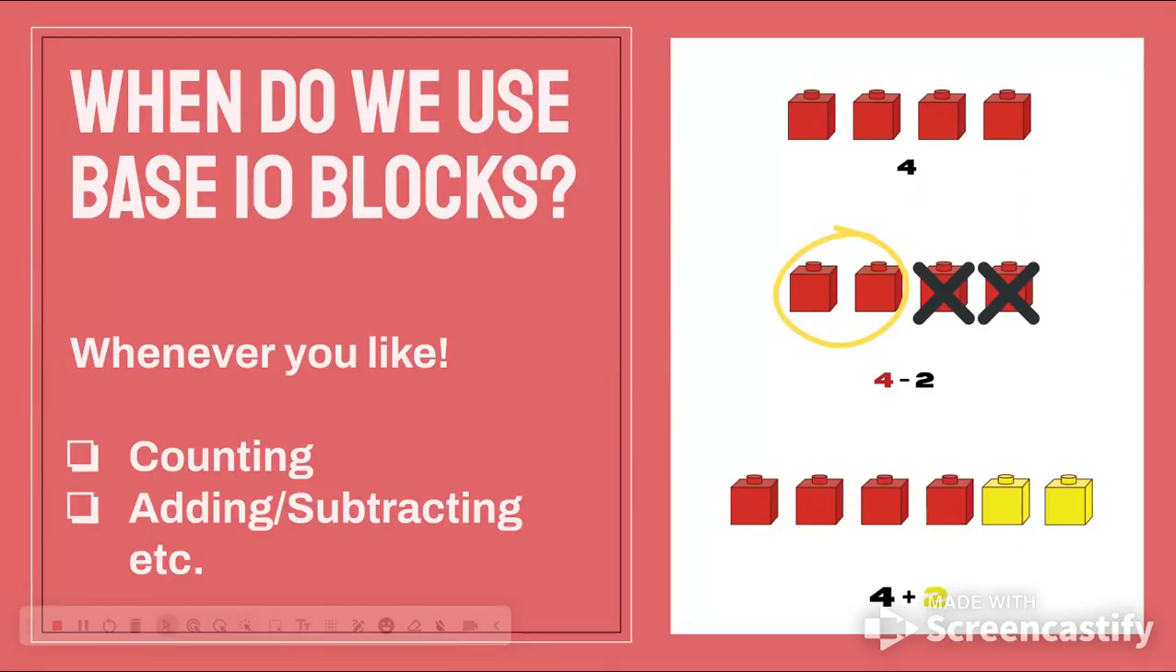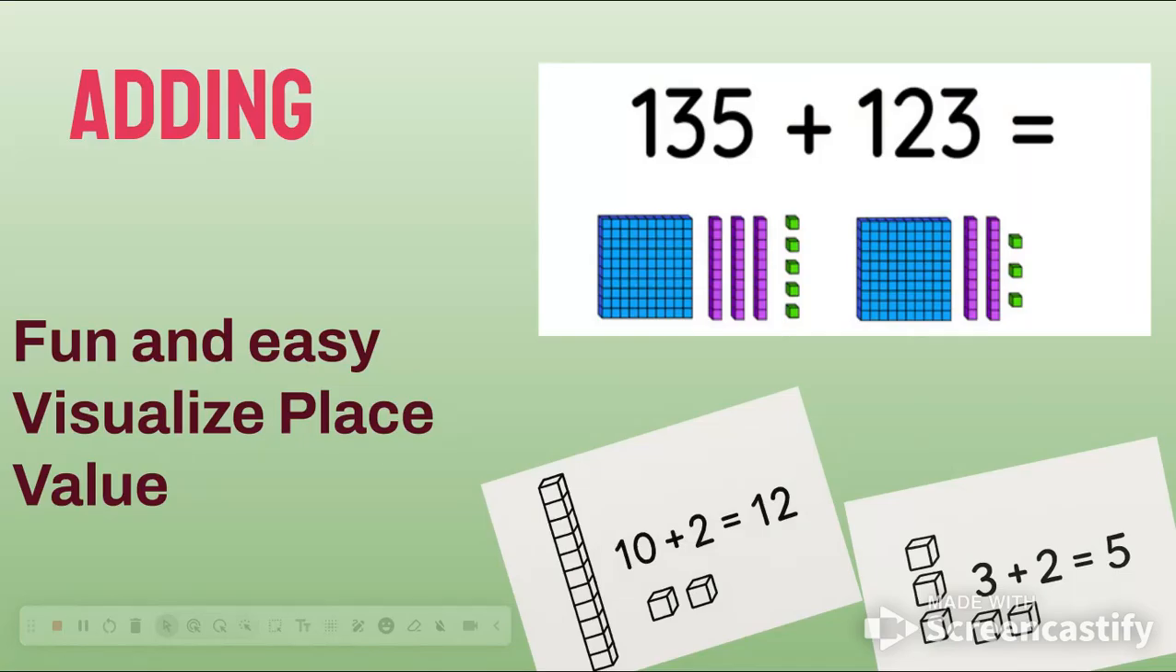When do we use base 10 blocks? Whenever you want. Typically for counting, adding, and subtracting. As you can see again in the image, here there's 4, and 4 minus 2, and 4 plus 2, and you can color code it and see when you take them away or add them on. And with adding, of course, you can visually see I have 135, I have 123. You count all of them, and then you get your sum. I think it's a lot easier as well, and you can just visually see all their place values.